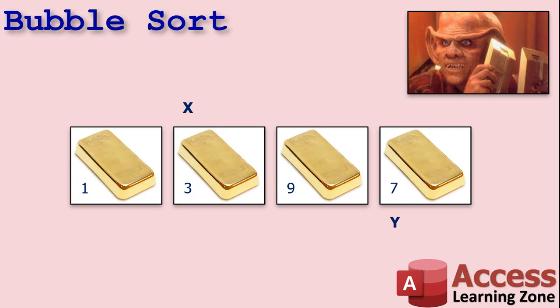Okay, Y is at the end, so X increments, and then Y resets to X plus 1, which is still the same spot. And then we just check to see, is 7 less than 9? Yes, it is. Swap them. And now we're done. And now all of those gold-pressed latinum bars are now in numerical order.